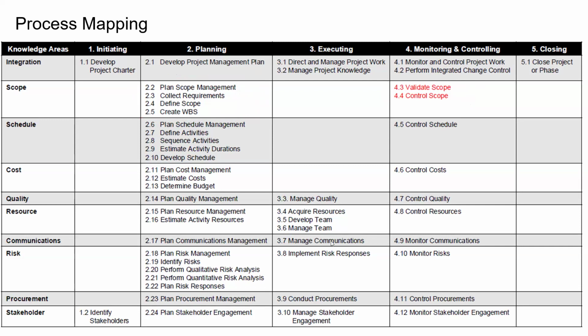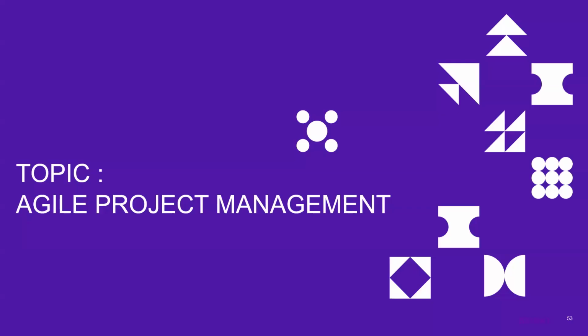Now we discussed that in a predictive project, how will you plan for the scope? You collect the requirements, you define the scope, you create a WBS, scope planning. This is the right time for us to discuss Agile project management in detail.